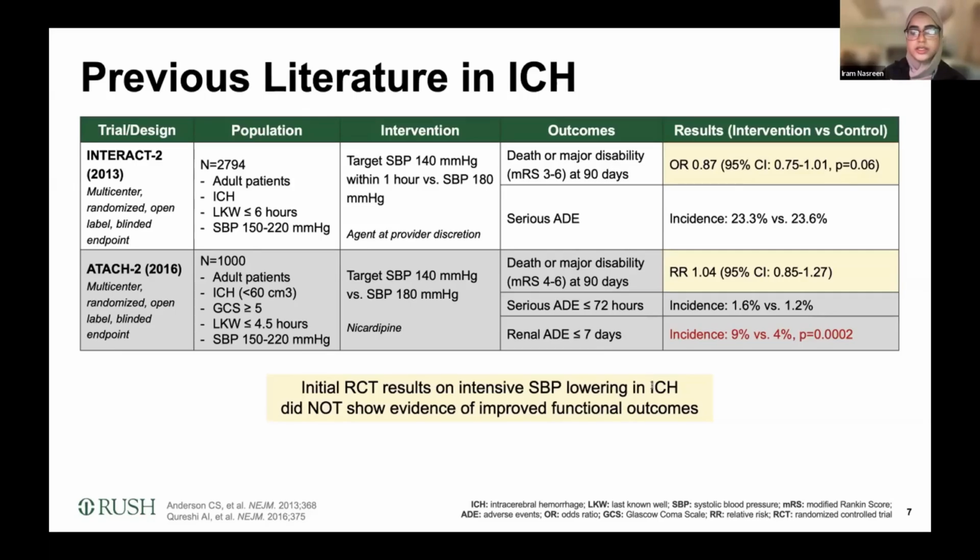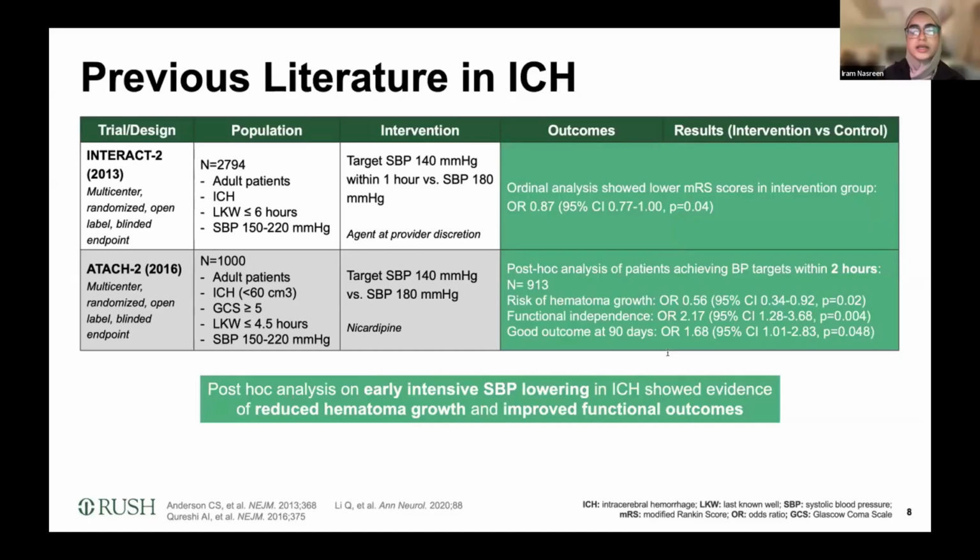So overall, these initial RCTs on intensive blood pressure control did not show evidence of improved functional outcomes for patients with ICH. However, there are some important subgroup and post-hoc analyses that can help us better understand the results of these trials. So for INTERACT-2, there was a subgroup analysis of functional disability that was assessed using ordinal analysis of the modified Rankin score. And the results demonstrated that patients in the intensive blood pressure target group, the systolic being less than 140, had lower mRS scores compared to those in the standard target group of 180. And the odds ratio for better functional outcome was 0.87 with a p-value of 0.04, indicating a statistically significant trend toward improved functional outcomes in the intervention group with the lower blood pressure goal.